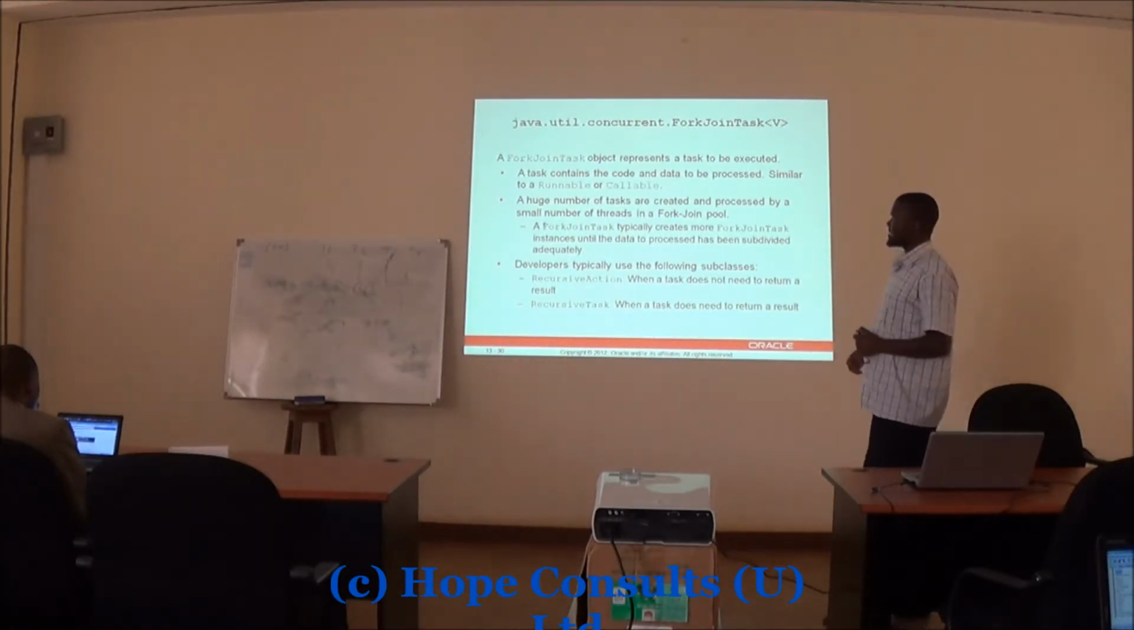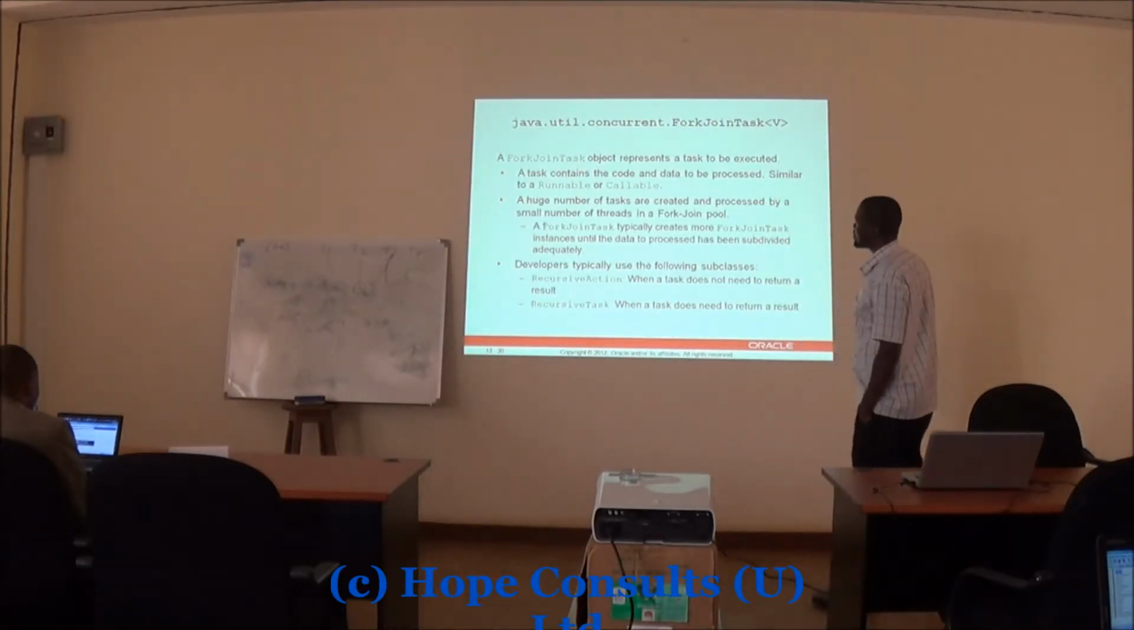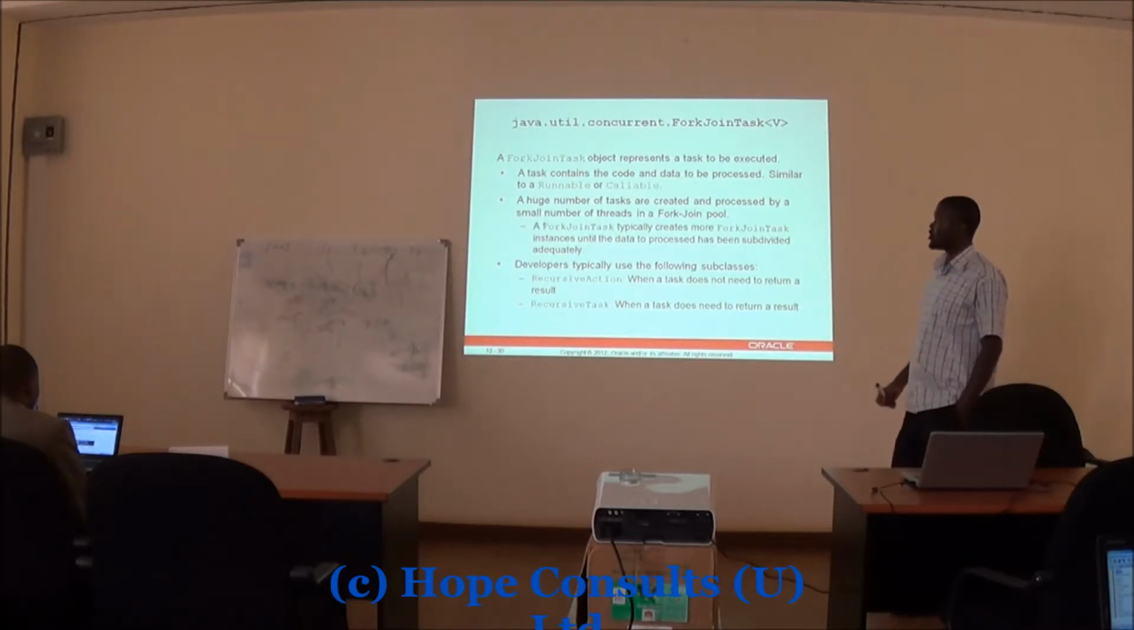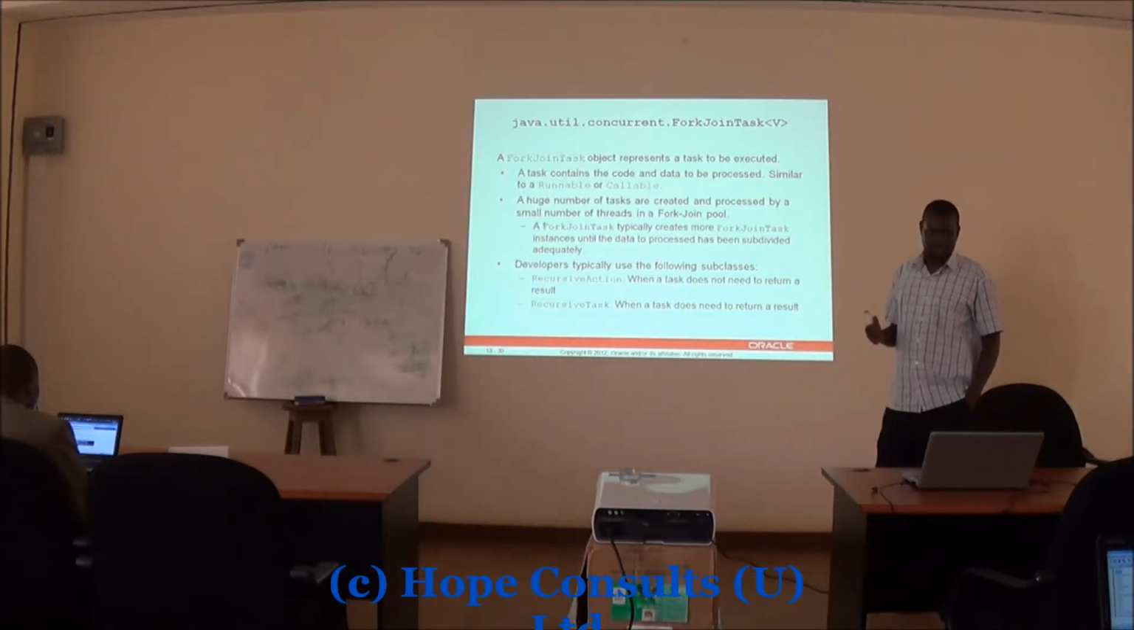So a fork-join task represents a task to be executed. A task contains the code and data to be processed, similar to running code.